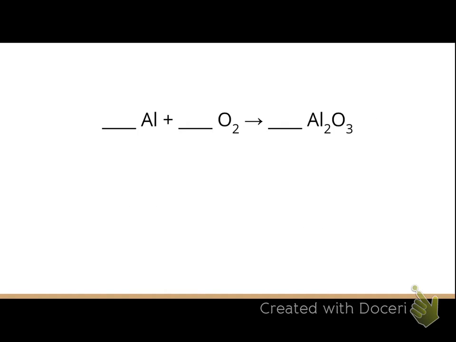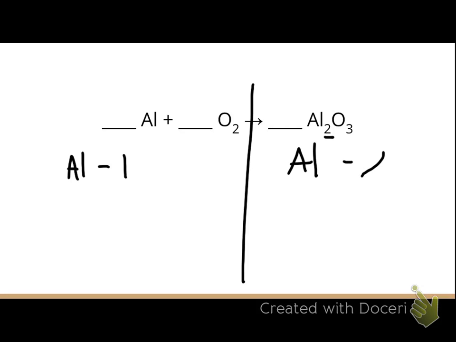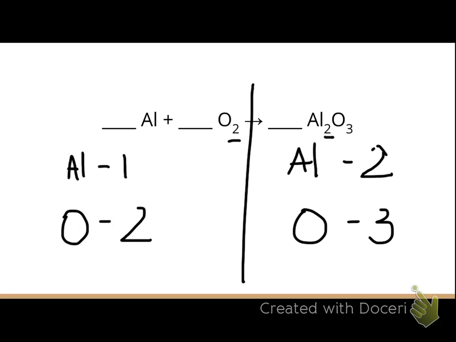Aluminum plus oxygen gives us aluminum oxide. So if this helps you, go ahead and draw an arrow down, or a line down the middle between your reactants and your products. Aluminums on this side, I have 1. Aluminums on this side, that subscript tells me how many, I have 2. Oxygens on this side, subscript tells me that I have 2. Oxygens on this side, subscript tells me I have 3.